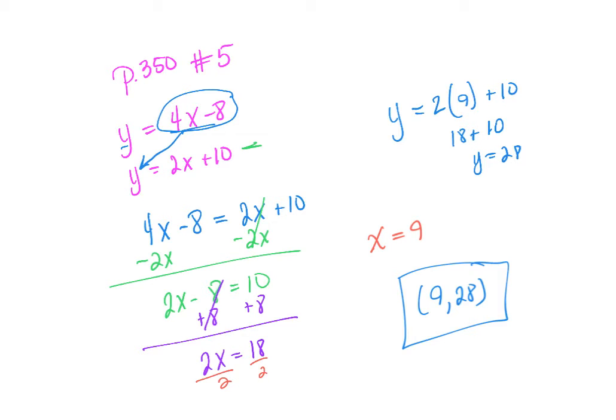So I took the second one here, but if I took the first one, y equals 4 times 9 minus 8, 36 minus 8 is also 28. You will get the same answer, no matter which one you choose to plug it back into.